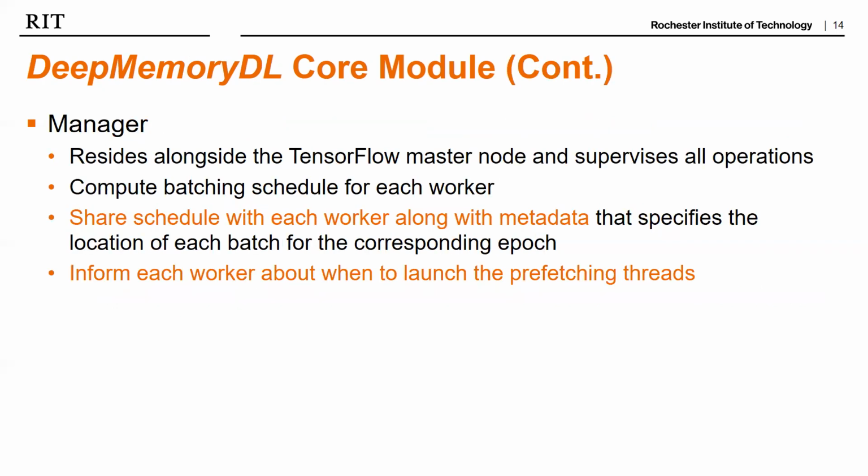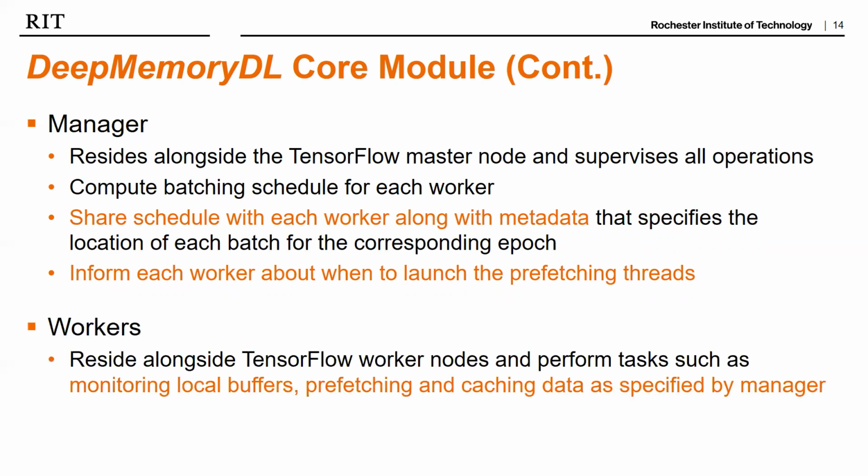There are two additional components of the core module. One is called the manager, which resides with the TensorFlow master and supervises all operations on the master node. It shares the batching schedule for all tiers with the worker nodes, along with metadata containing the location of the input data. It also instructs the worker nodes when to start prefetching onto the tiers based on the information from the resource gatherer module. The workers, on the other hand, are part of the TensorFlow worker nodes, and they execute instructions from the manager, including monitoring of local buffers, caching, and prefetching data.